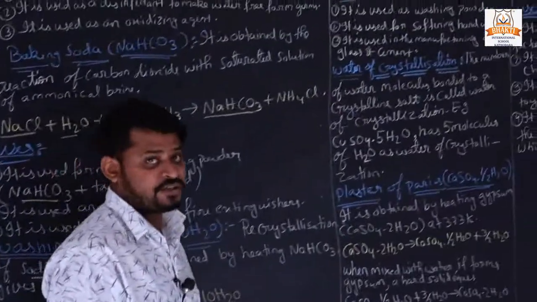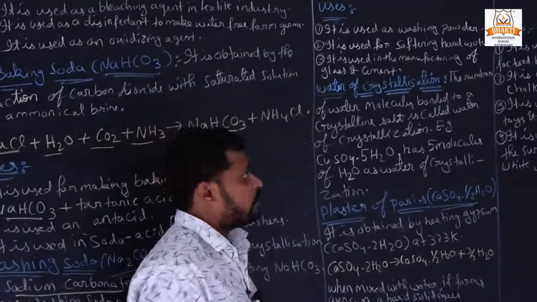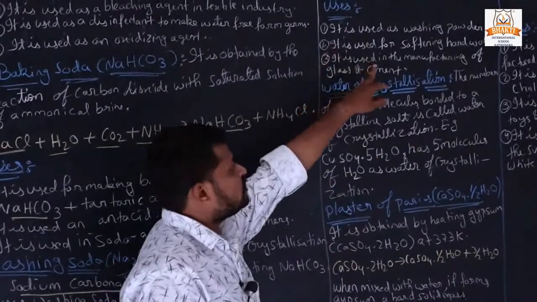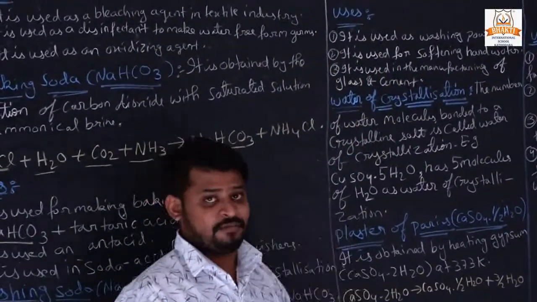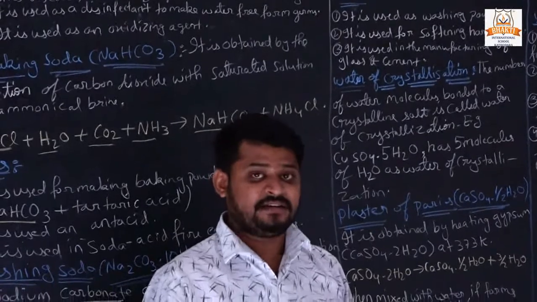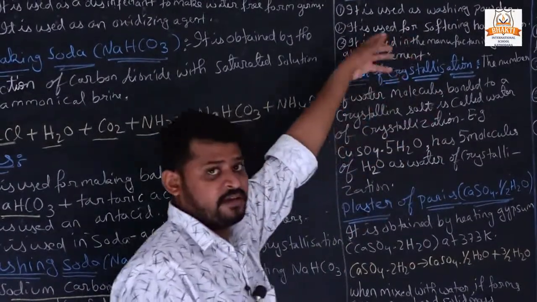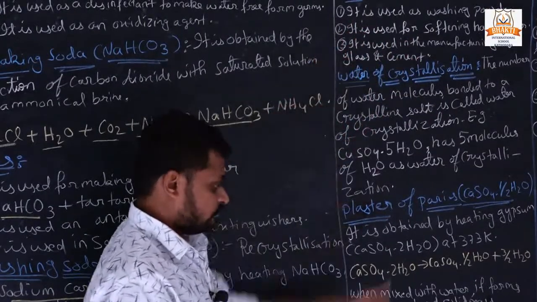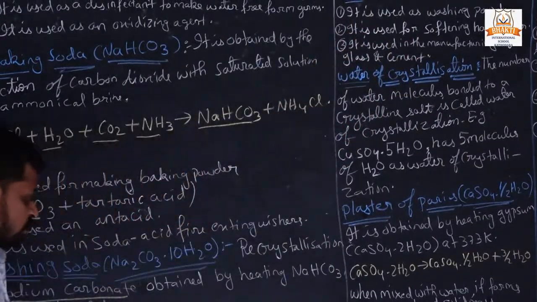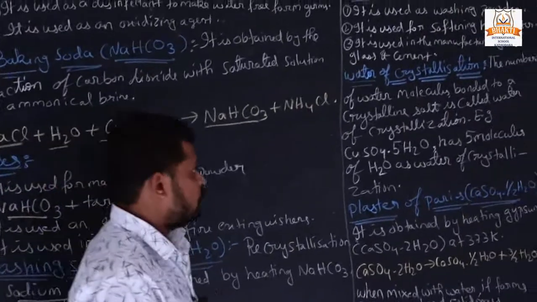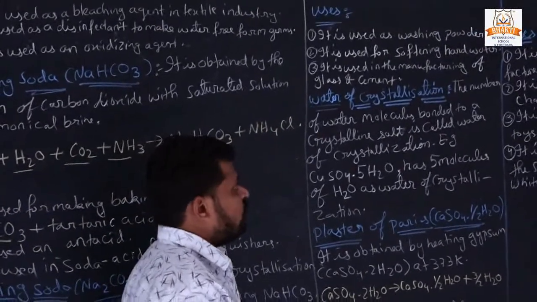Where is washing soda used? It is used as washing powder. In our home we are using Wheel, Tide, Ghadi. These are all products of washing powder. They are made with Na2CO3.10H2O. It is used for softening hard water.